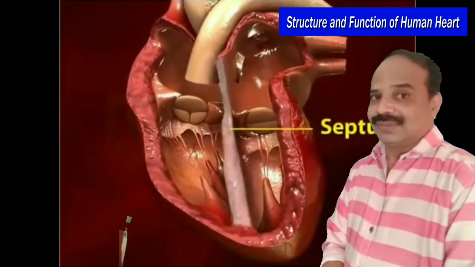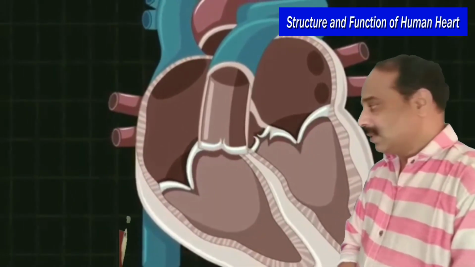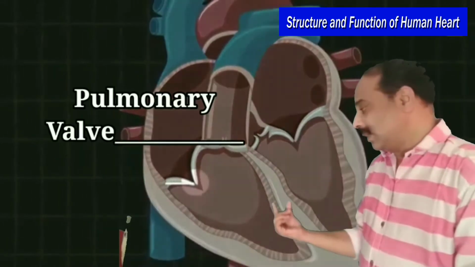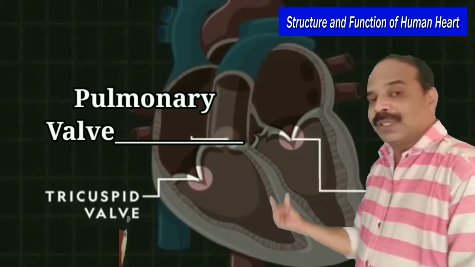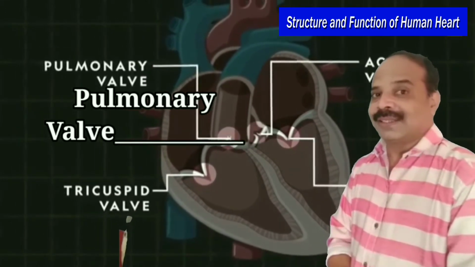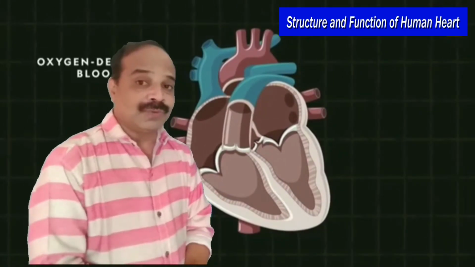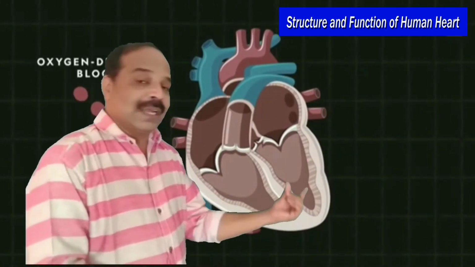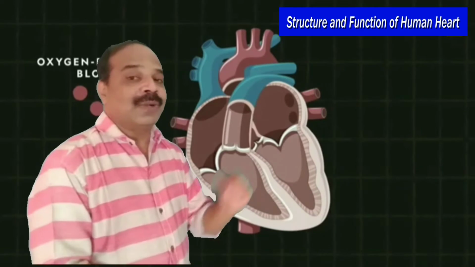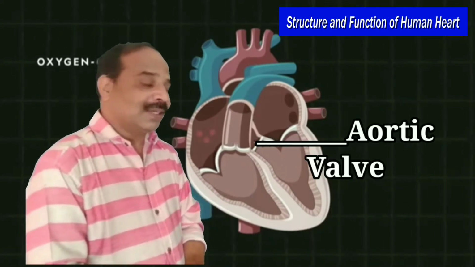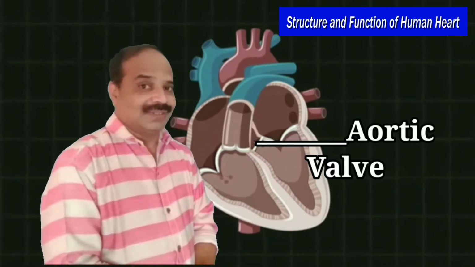bicuspid valve. The third one is located between the right ventricle and the pulmonary artery, that is the pulmonary valve. The fourth one is located between the left ventricle and the aorta, that is the aortic valve.